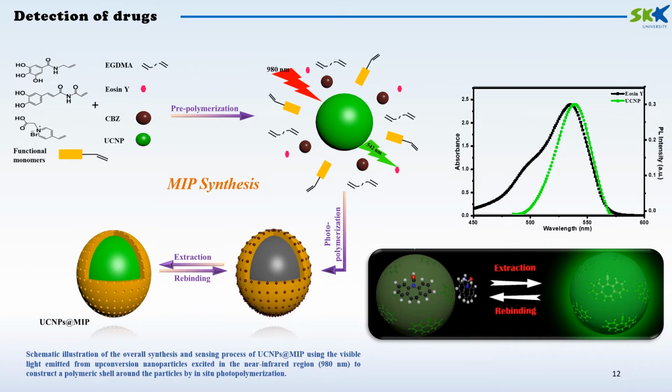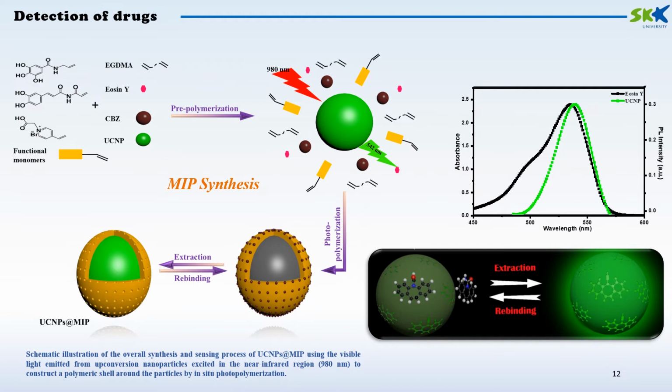In this case, we are going to use upconversion nanoparticles here. Upconversion nanoparticles are a kind of nanoparticles that can be excited by NIR radiation to emit visible light. Then this is the carbamazepine, our target, and those are the monomers that could be used in this proposed mechanism.